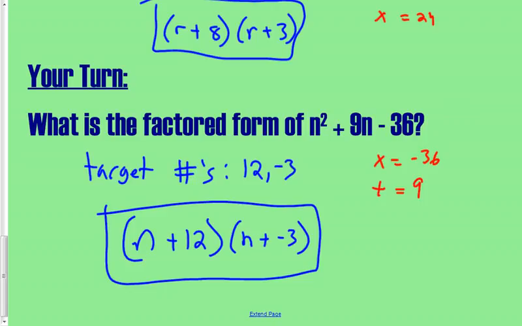And the last one, I found the target numbers that multiply to equal negative 36 and add to equal 9 are 12 and negative 3. So I put it into the form n plus 12 and n plus negative 3. And when I FOILed it, I got n squared. And then I got 12n and negative 3n, which got me to 9n. And then I got negative 36. So that works for that one. So that is the basics of factoring these trinomials in that form, x squared plus bx plus c.